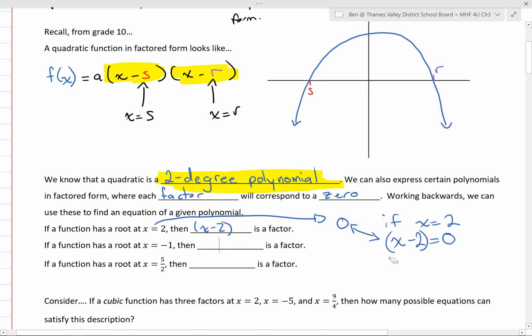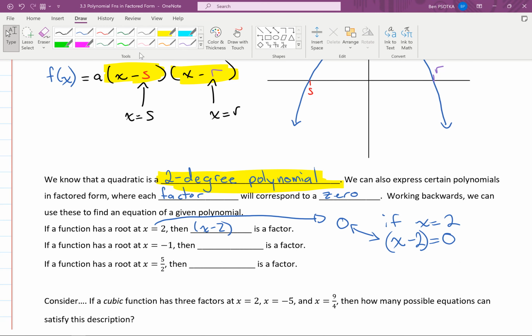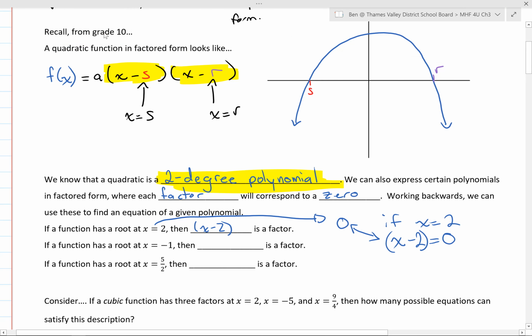Okay, so let's use that same logic for the next one. If a function has a root at x equals -1, then that means the function equals 0 if x equals -1. And we can rearrange this. That means x plus 1 equals 0. That's a factor. Okay, x plus 1.